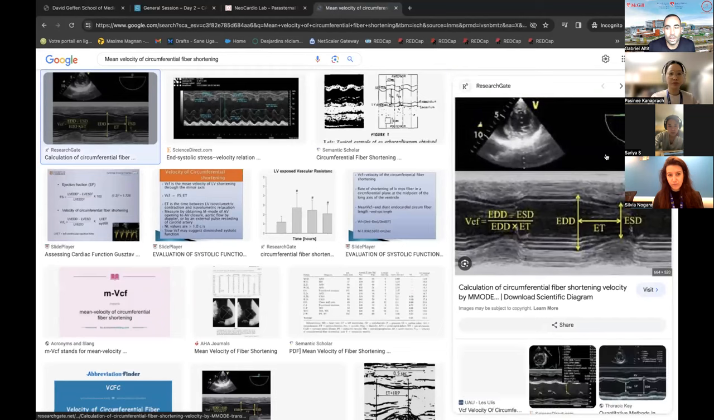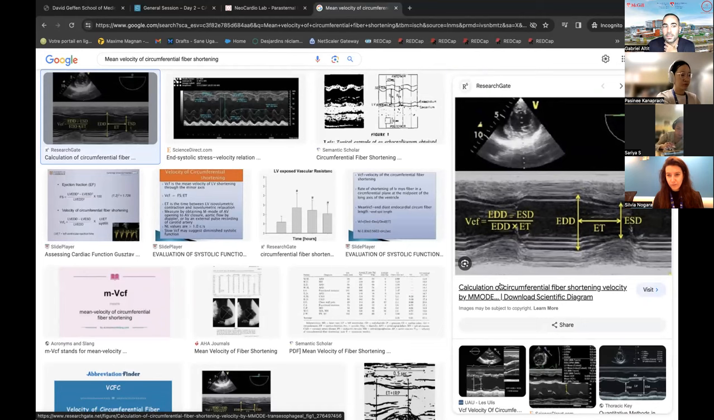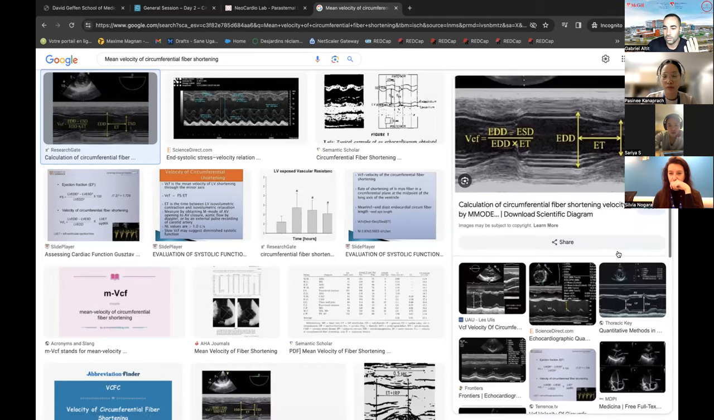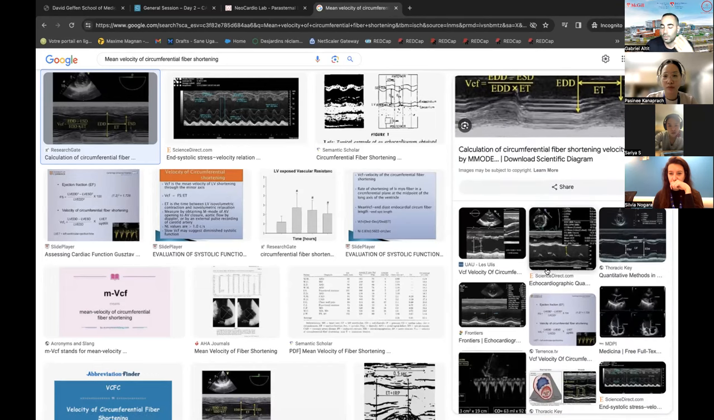There is a marker, and again, it's something that personally I don't use very often, but it's been described in the literature. It's called the velocity of circumferential shortening. As you can see, it takes the end diastolic diameter minus the end systolic diameter, divided by the end diastolic diameter, which is basically the shortening fraction. And it takes this marker and divides it by the ejection time. So some people have used just the M mode to calculate this marker of ventricular function, not something that is still very used.